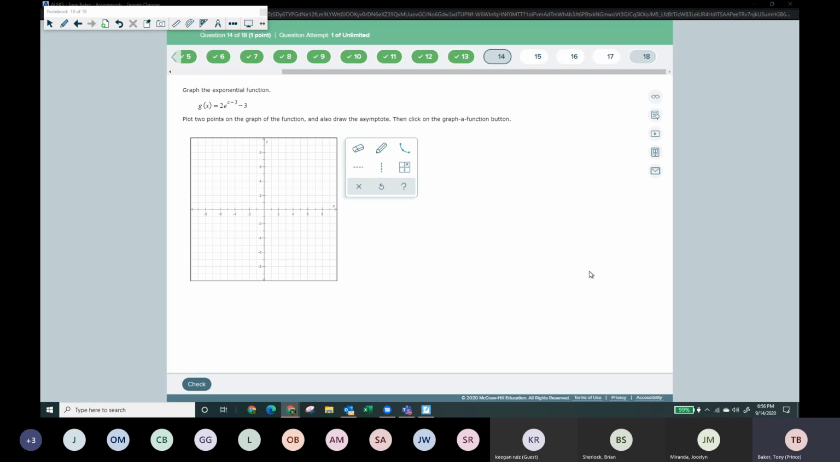All right. So let's take this equation: y equals 2e to the x minus 3, minus 3. I only need 2 points and the asymptote, so I don't really need to do a ton of points. I can just do the 0 and the 1. So 0 for e is 1, and 1 is e.